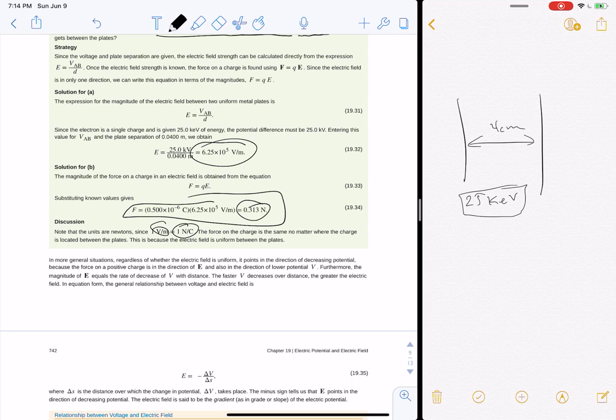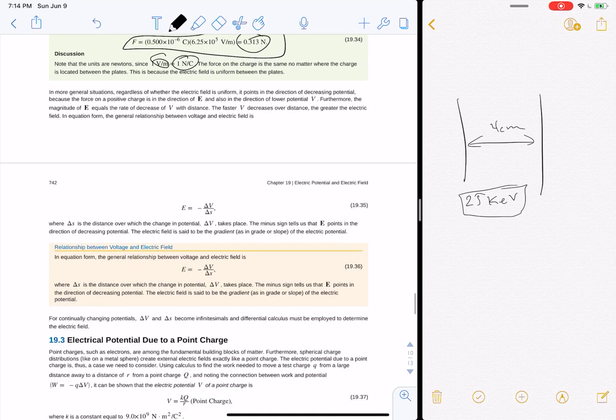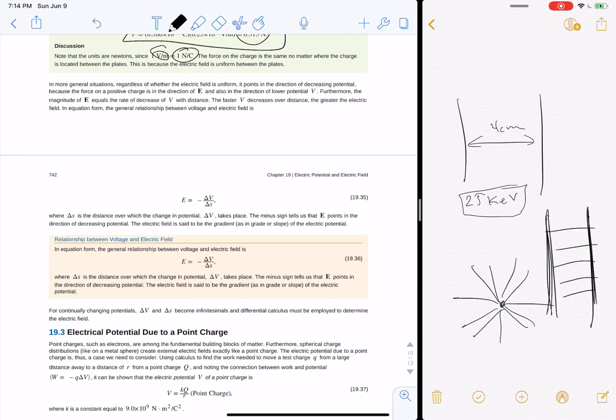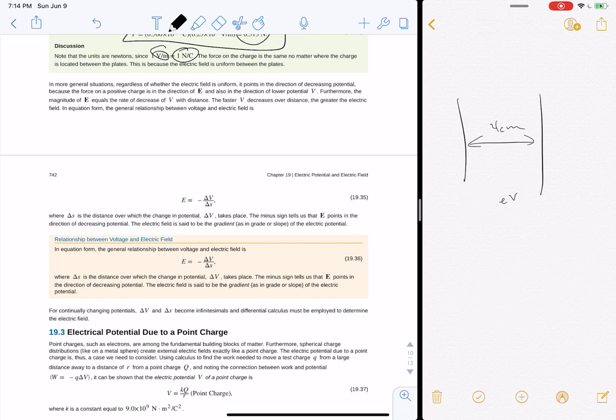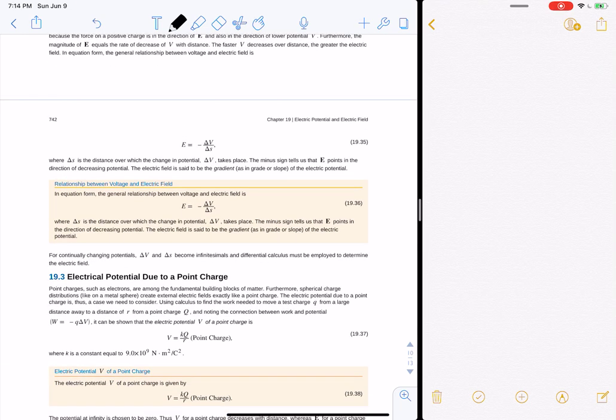Okay, so this is just something to know. The force on the charge is the same no matter where the charge is located between the plates. That's what makes the parallel plate so cool. It's nice and uniform. Okay, so remember, if you have just a point charge, the electric field changes as 1 over r squared. It decreases as you move away from the charge. But if you line your charges up into two parallel plates, now the electric field is nice and uniform, and it doesn't decrease with distance. You have a nice constant electric field.